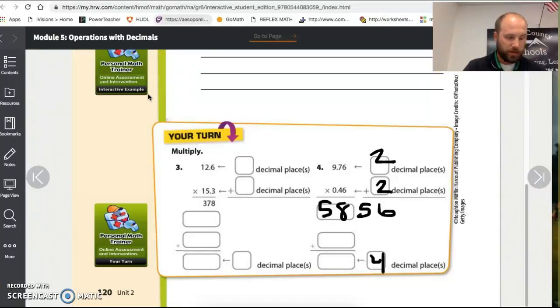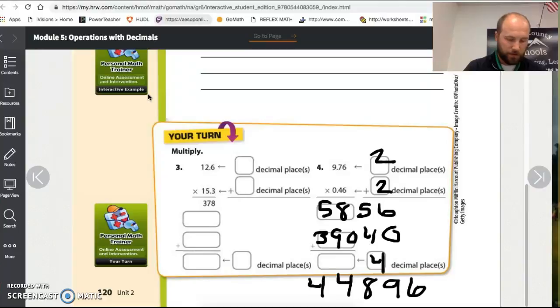Second was 39,040. Grand total of, I'm going to write it down here so it's bigger, 4, 8, 9, 6, 1, 2, 3, decimal. Boom. So 4 and 480, 4,896 ten thousandths. Woo! There's a monster for you.